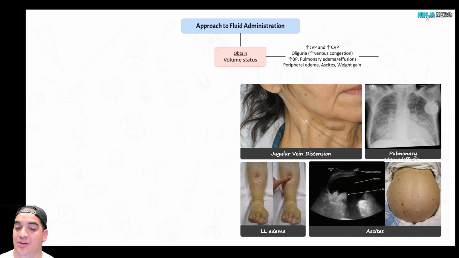If that's the case, this patient's hypervolemic. Don't give them any more fluids. Don't do that. If anything, you probably have to consider starting some diuretics for this patient, okay? So that's what I would say in this scenario.